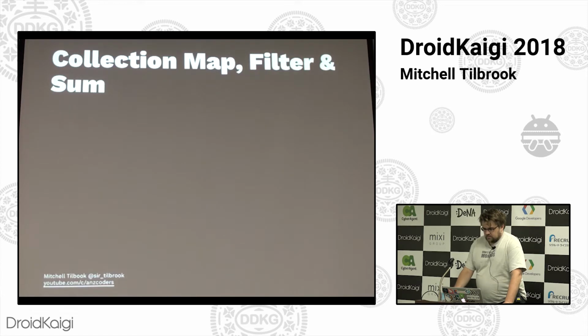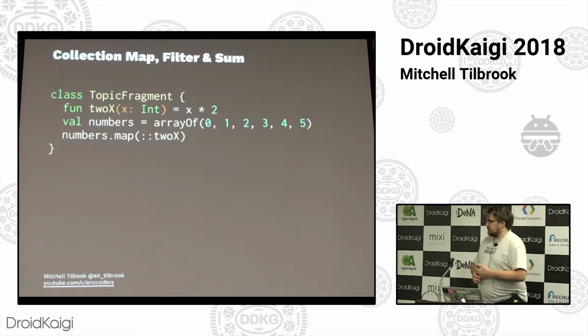Some of the things that we get with Kotlin: Kotlin will have a bunch of things that look like extension functions. In the collections we have map, filter, and sum, and a few other helpful functions. So if we have a nice little topic fragment here, where we've just got a function that takes a number and then multiplies it by 2, and then we're going to map that over our array.